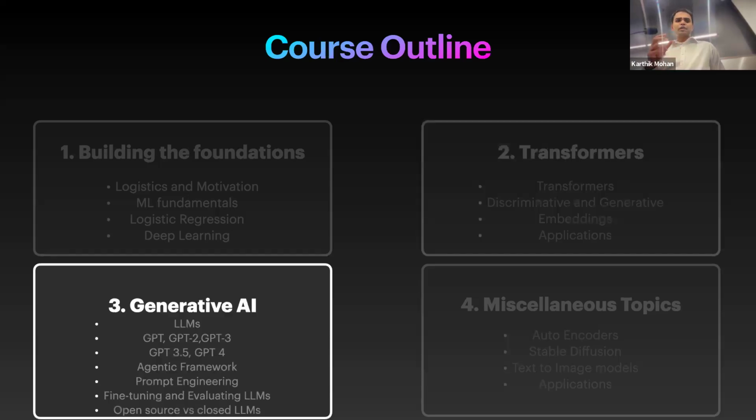The third component focuses more on the generative AI aspect, which is the generative transformer. So we look at GPT 2, 3, and also GPT 3.5, 4, and 5. And we look at agentic framework, prompt engineering, fine-tuning and evaluating LLMs, and open source versus closed source LLMs.